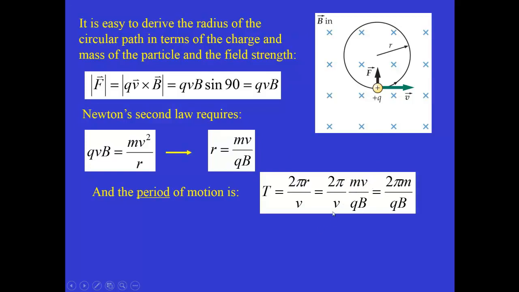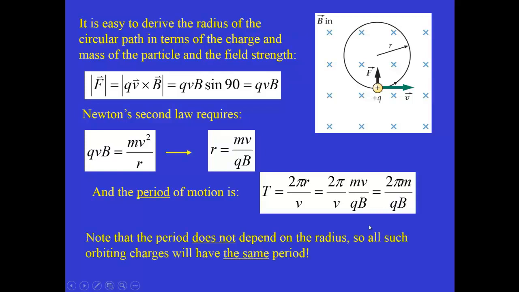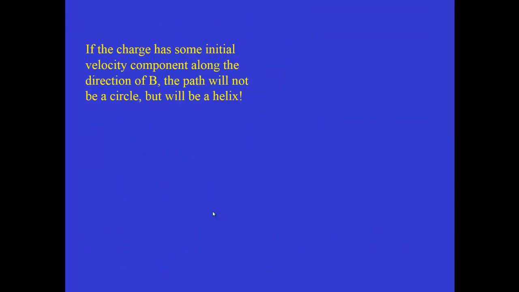Notice the velocity cancels out, and we get an expression for the period that only depends on the mass and charge of the particle and the magnetic field. And that period, again, does not depend on the velocity and therefore does not depend on the radius. So all orbiting charges that are moving perpendicular to an applied magnetic field will have the same period. And some of the applications of this kind of phenomenon make use of that fact, that the period does not depend on the velocity or on the radius of the orbit.